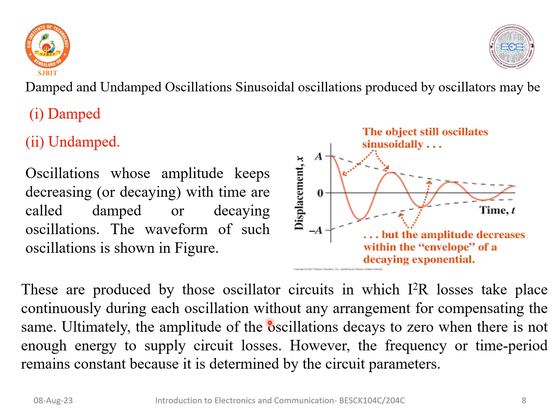These are produced by oscillator circuits in which I squared R losses, the current and resistance losses, take place continuously during each oscillation without any arrangement for compensating them. Ultimately, the amplitude of the oscillation decays to zero when there is not enough energy to supply the circuit losses. The frequency or time period remains constant because it is determined by the circuit parameters.